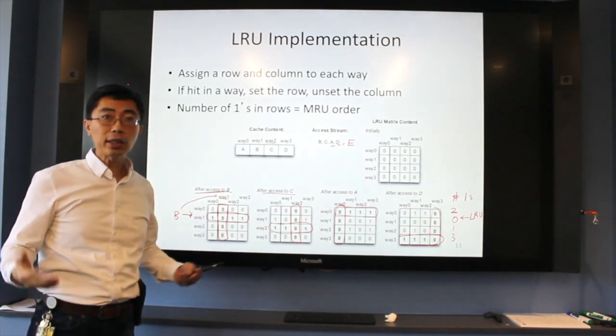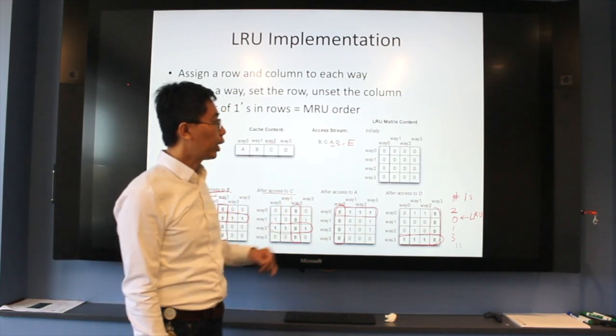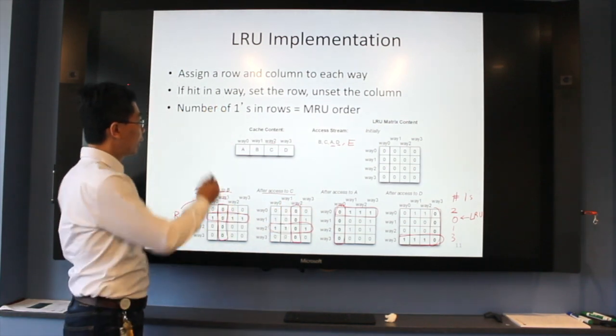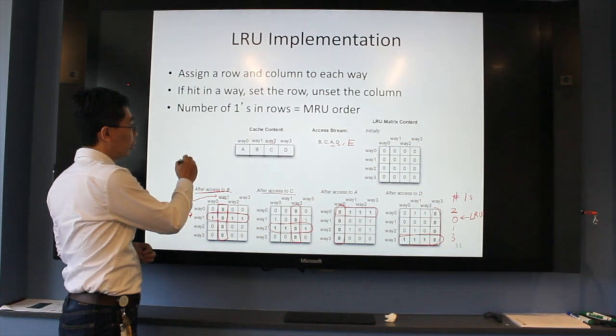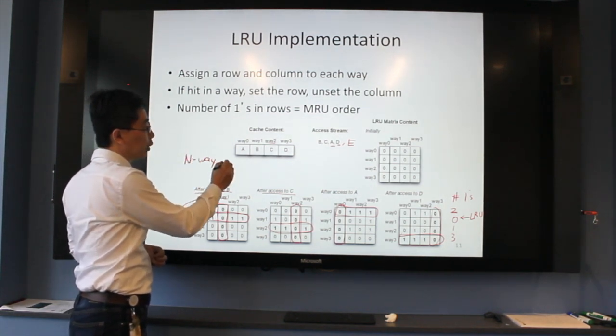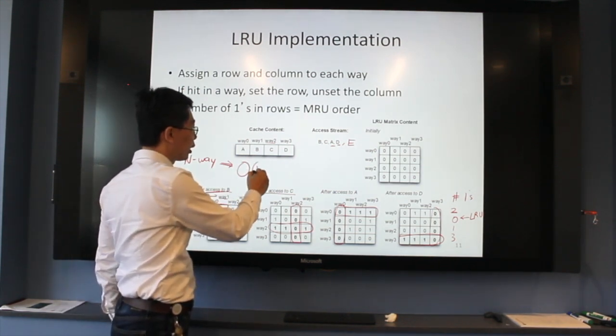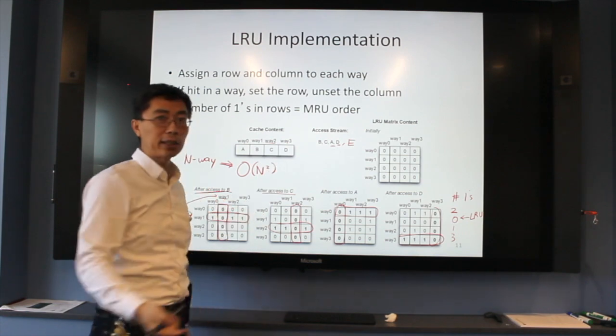It's definitely not the only way to implement LRU. Okay, but one thing to look at is that if you have n-way associative, the complexity of keeping all this information is essentially the order of n squared. That's the size of the matrix. Okay?